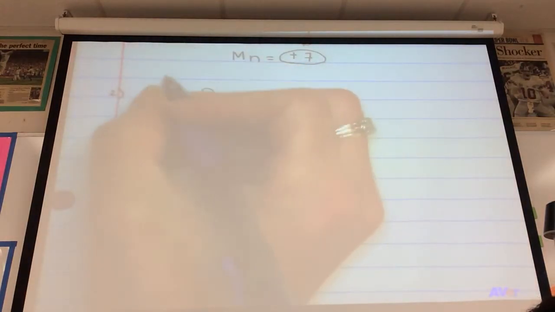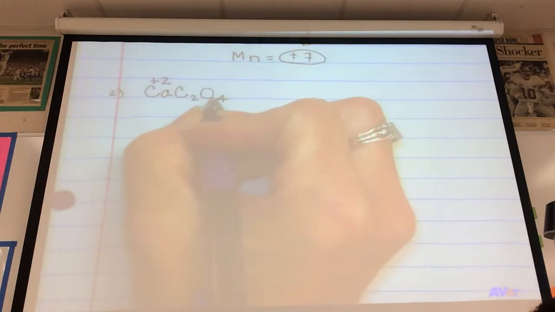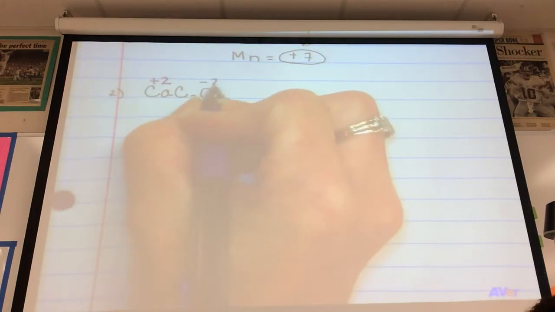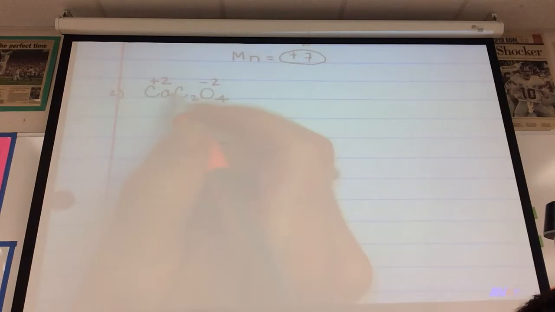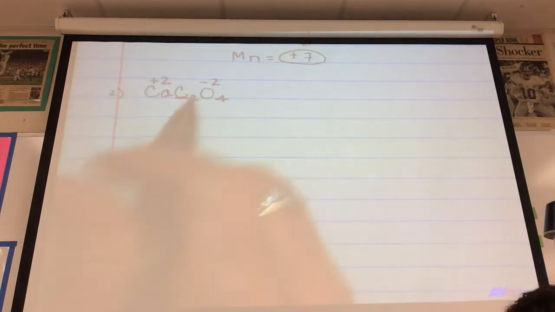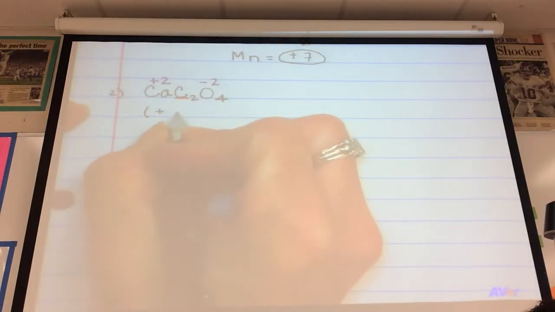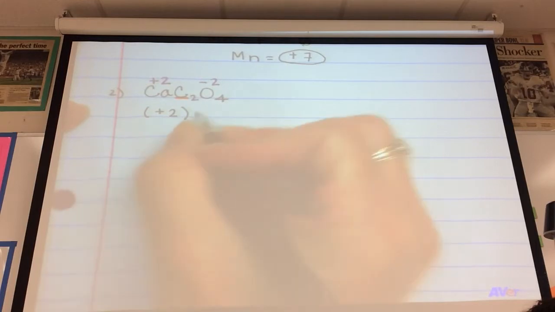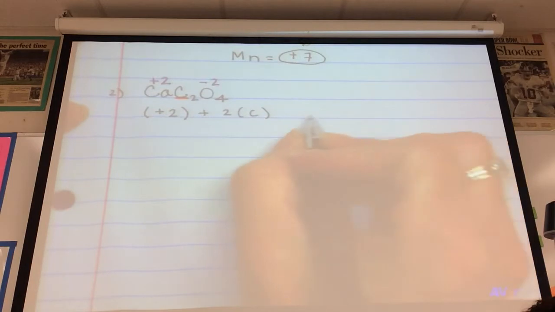It's in the second group. Its oxidation number is +2. Oxygen is typically -2. We're looking for the carbon, and carbon has the ability to form multiple oxidation states, including 0. Be careful with carbon. Calcium has an oxidation number of +2. We're looking for carbon, but we do have 2 carbons.